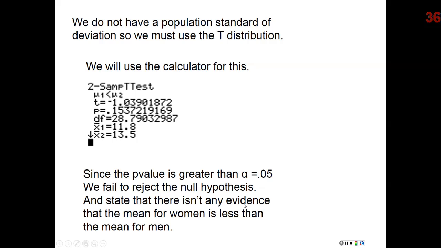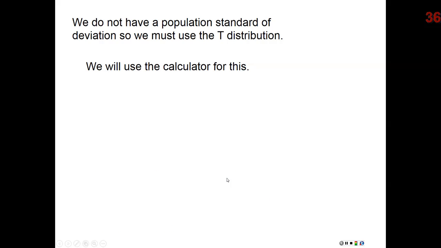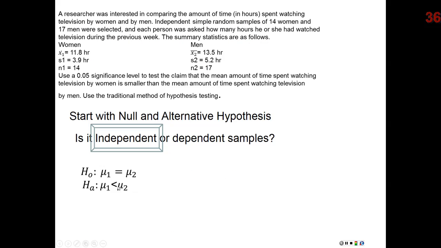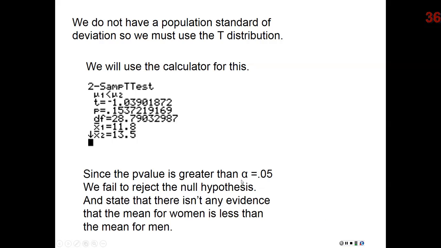Everybody with me? So now, on this one, I fail to reject, so I don't have enough evidence. I don't have enough evidence for what? We'll go back to your null and alternative. I do not have enough evidence to support the idea that the first mean is less than the second mean. So I do not have enough evidence to say that the mean for women is less than the mean for men. And that is my answer. Okay, are there any questions on this?